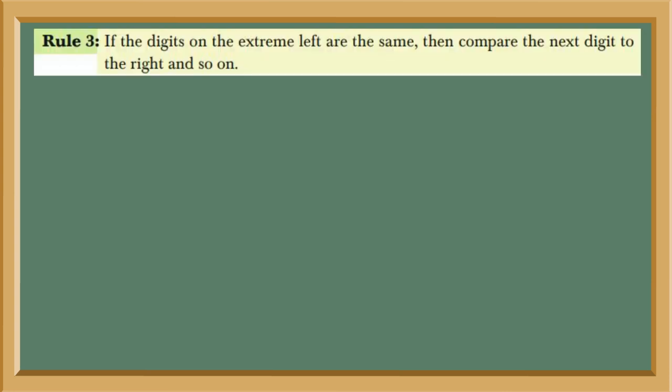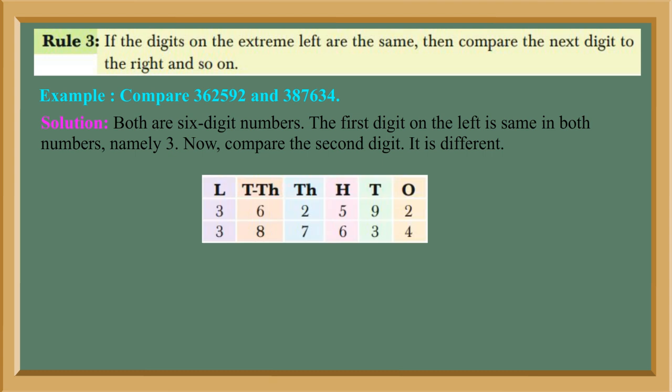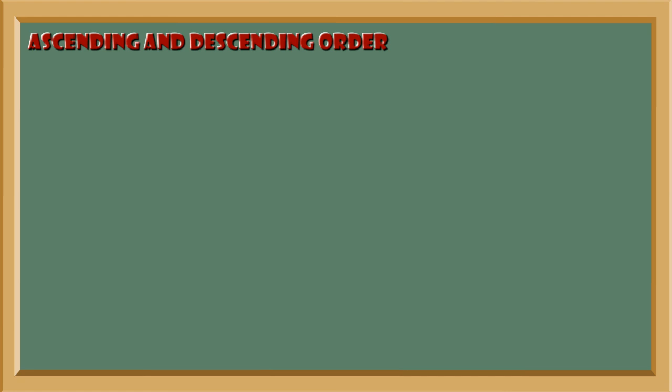Rule number 3. If the digits on the extreme left are the same, then compare the next digit to the right and so on. Example, compare 362592 and 387634. Solution, both are 6-digit numbers. The first digit on the left is same in both numbers, namely 3. Now, compare the second digit. It is different. Since 8 is greater than 6, 387634 is greater than 362592.